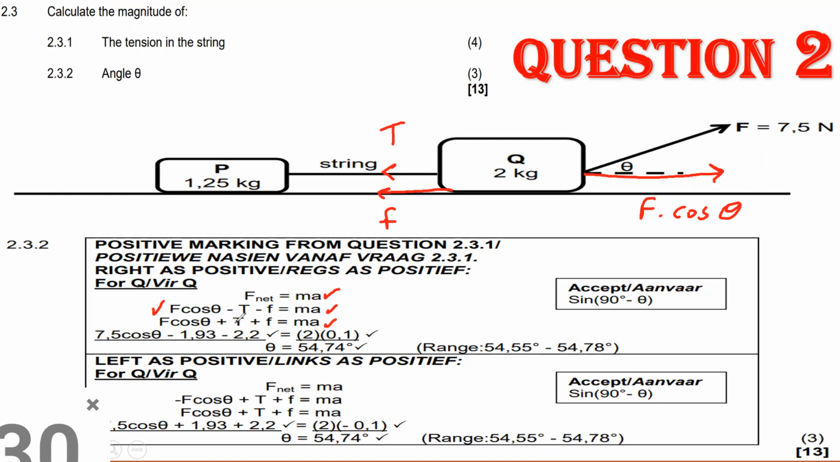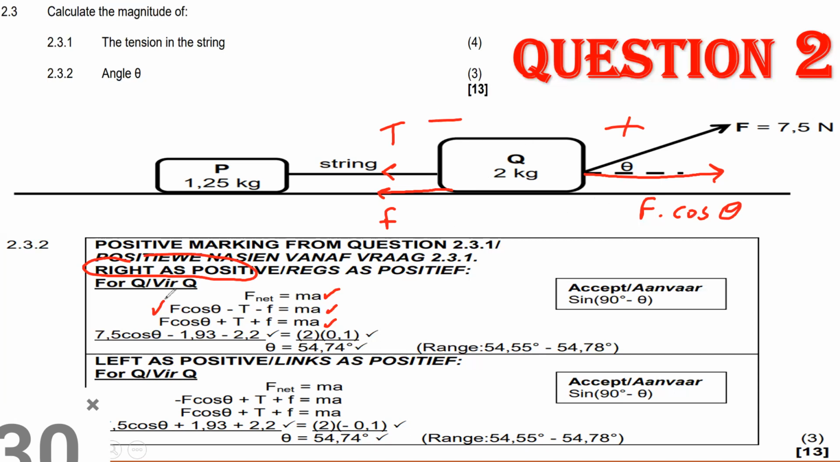But if you say plus plus, you should write negative. Even if you write plus plus here, you must use negative negative because of the opposite direction. You should just say right as positive one more time. So this side positive, this side negative.